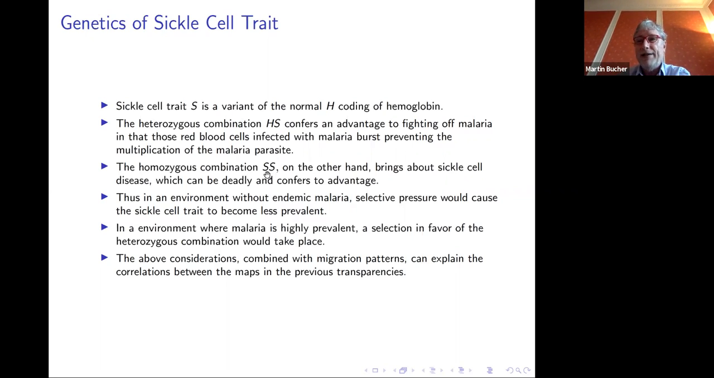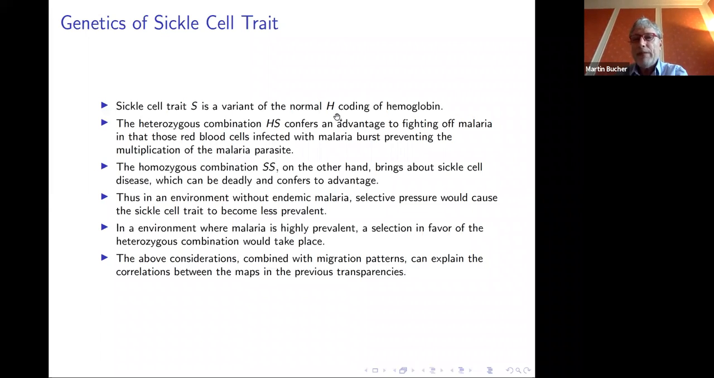So you would think that if this causes disease, then you would get natural selection where that allele would be selected against and disappear, which explains that map, if you ignore things like migration, slaves being brought to the United States, etc. Well, that explains why South Africa doesn't have very much sickle cell trait, but equatorial Africa does.